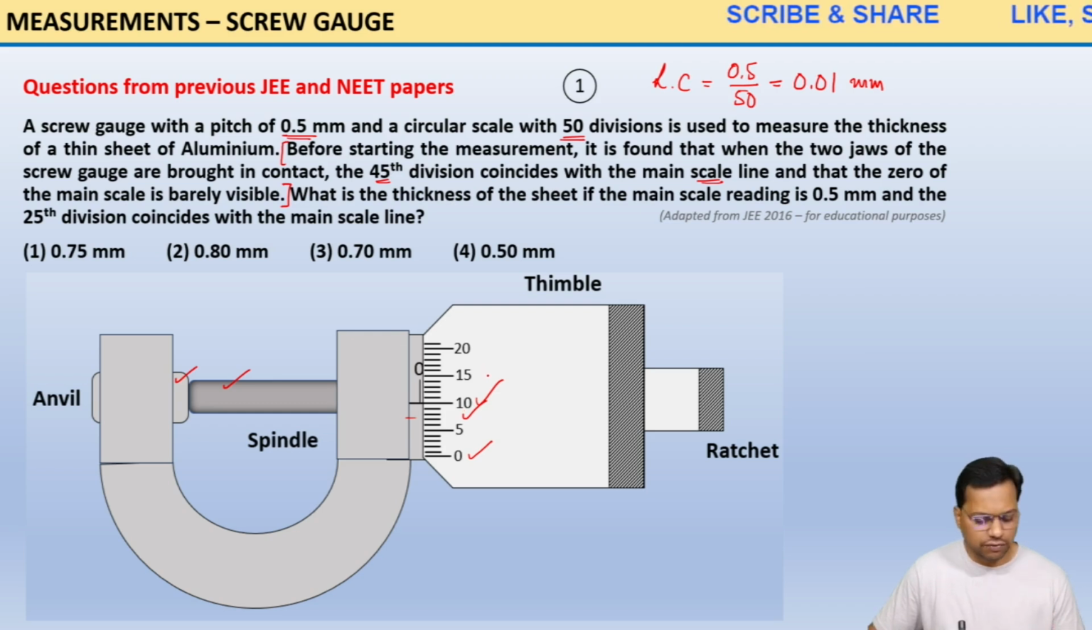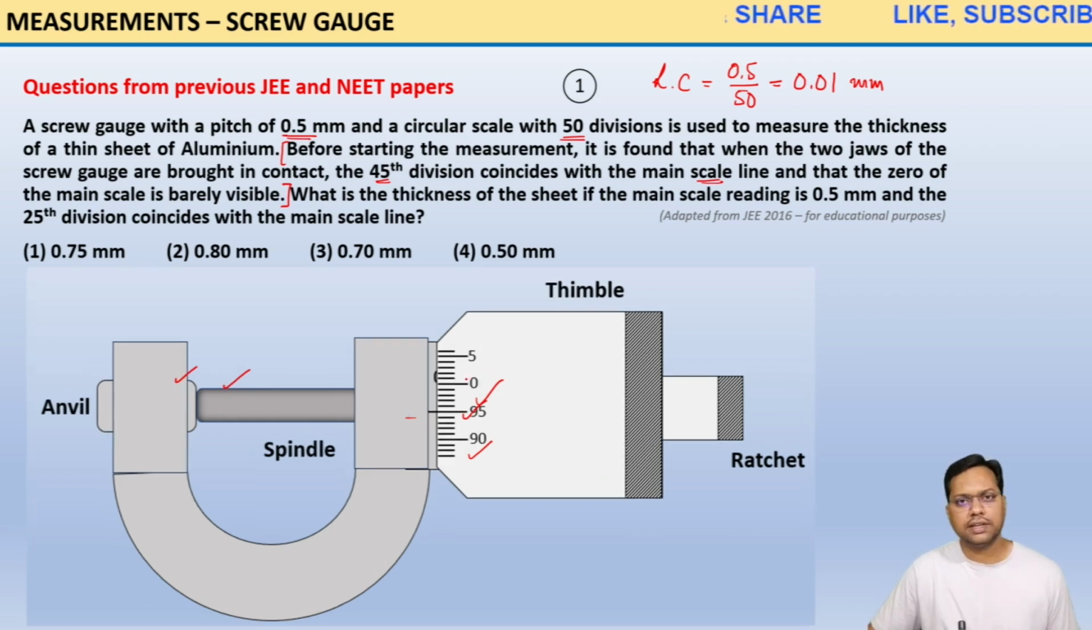Now we go for the other situation, negative zero error. In this case, when the anvil and spindle are both in contact with each other, the edge of the thimble is fully covering the zero line of the main scale.